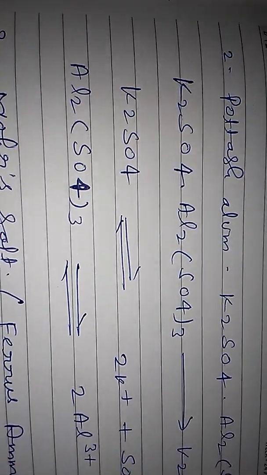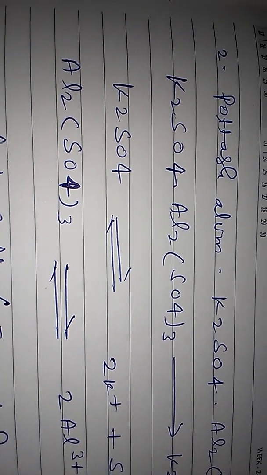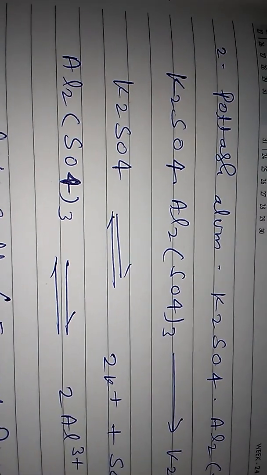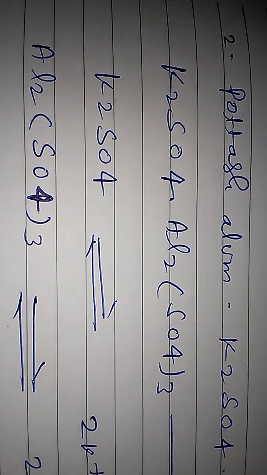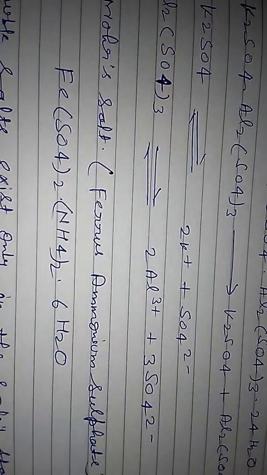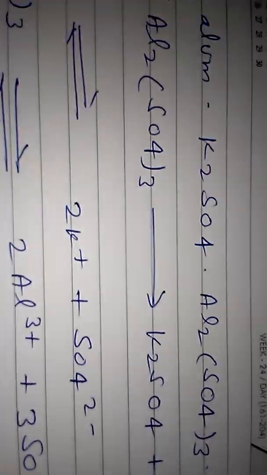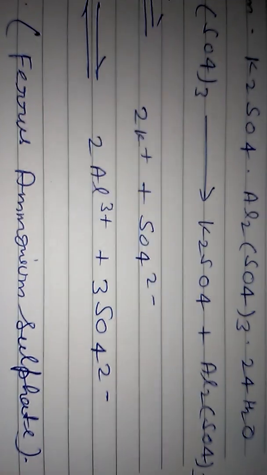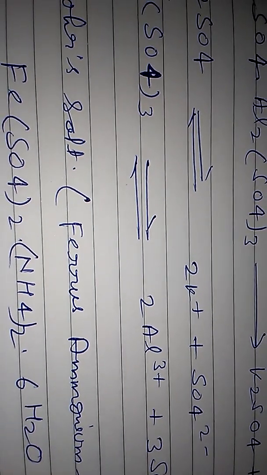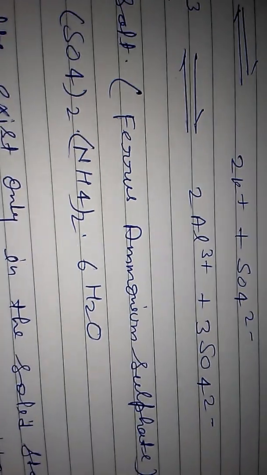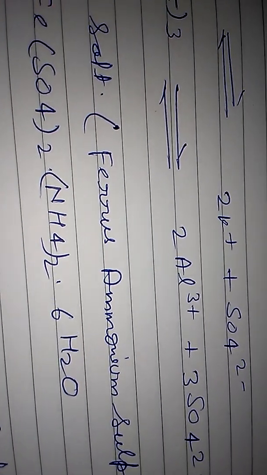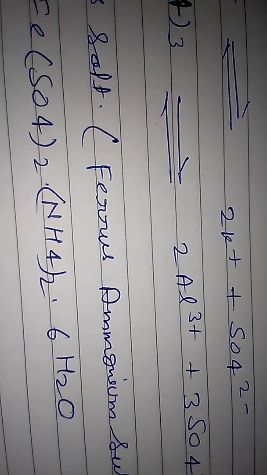Here you can see this potassium aluminum sulfate is a double salt because K2SO4 is one simple salt, and Al2(SO4)3 is another salt. Two different simple salts are combined here. When we dissociate it, it forms K2SO4 plus Al2(SO4)3. When K2SO4 dissociates in aqueous solution, it forms 2K+ and SO4 2-, so one cation is K+. And when Al2(SO4)3 dissociates, it forms 2Al3+ and 3SO4 2-.